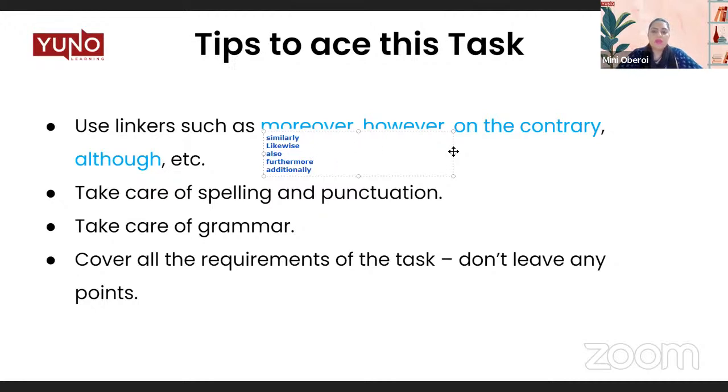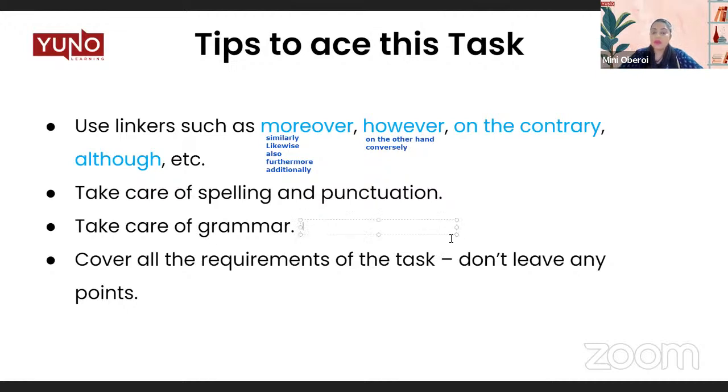correct? Whenever we give a contradiction, then in that case, we can say, however, on the contrary, on the other hand, conversely, right? So whenever we have the opposite side, then this is the correct linker that we must use. Now, some students, they use incorrect linkers and then they wonder, why do we lose our marks, right? Then take care of your spellings and punctuation. Take care of your grammar.